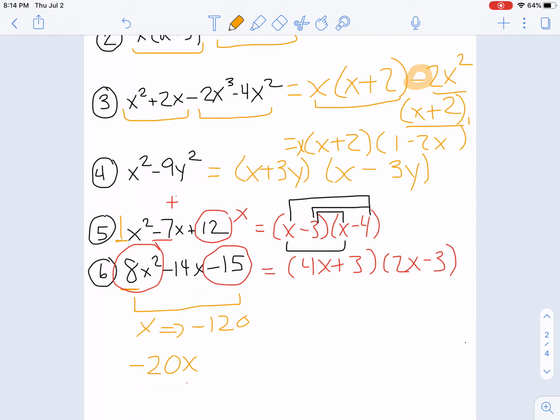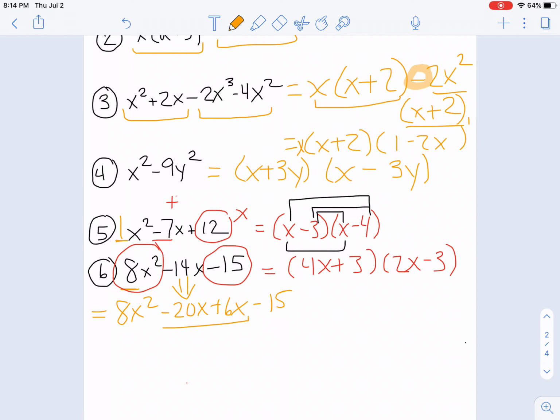Negative 20x and plus 6x, because negative 20 times 6 is going to give me the negative 120 I'm looking for. And negative 20x plus 6x gives me negative 14x in the middle. So that's good. So what we're going to do is just rewrite this. We're not changing anything. We're just breaking down negative 14x as negative 20x plus 6x minus 15.